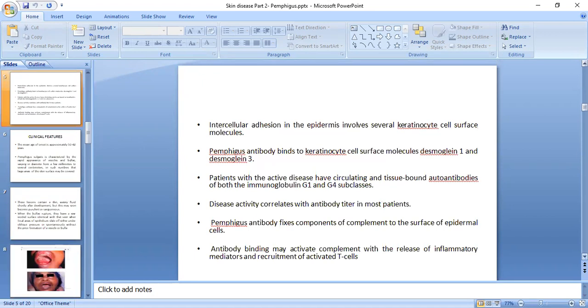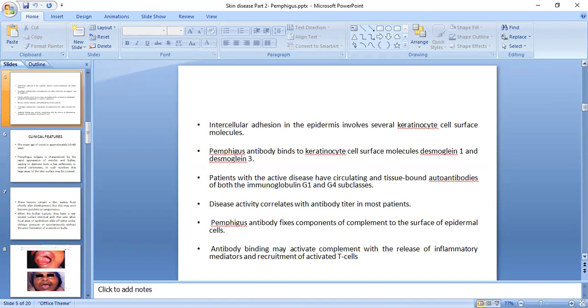Intercellular adhesion in the epidermis involves several keratinocyte cell surface molecules. Pemphigus antibody binds to keratinocyte cell surface molecule desmoglein 1 and desmoglein 3. So these names have to be remembered, desmoglein 1 and desmoglein 3. Patients with the active disease have circulating and tissue-bound autoantibodies of both the immunoglobulin G1 and G4 subclasses. Disease activity correlates with antibody titer in most patients.